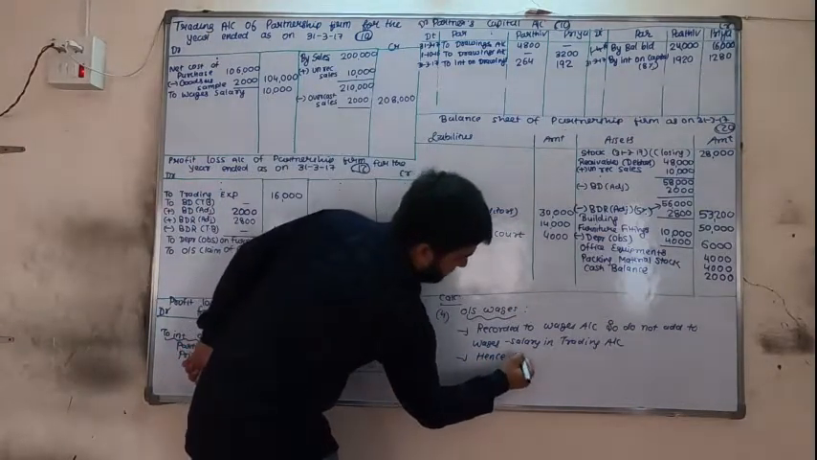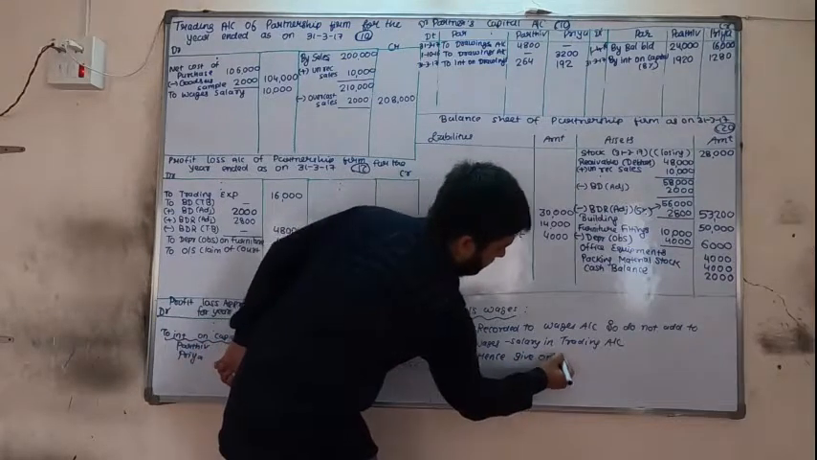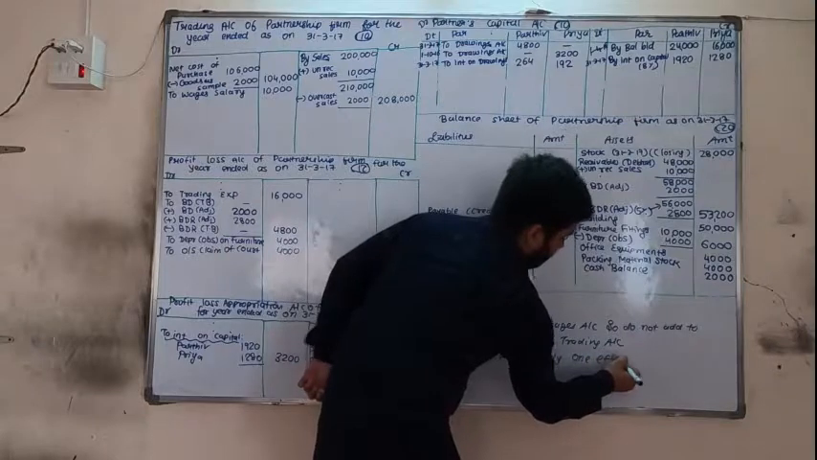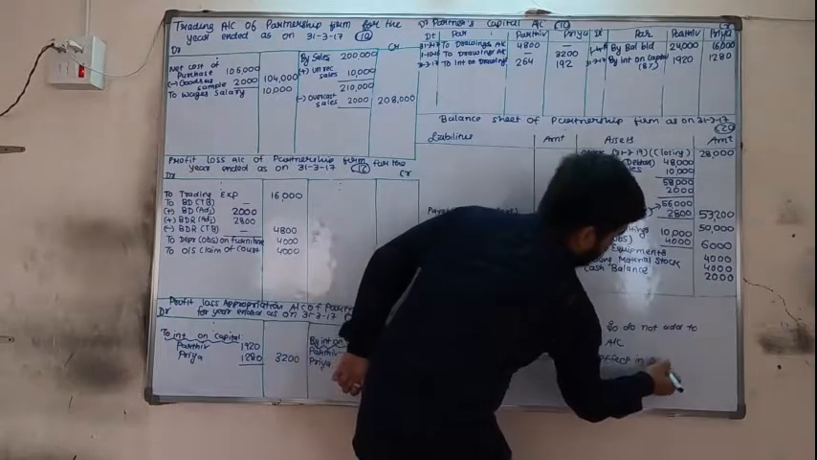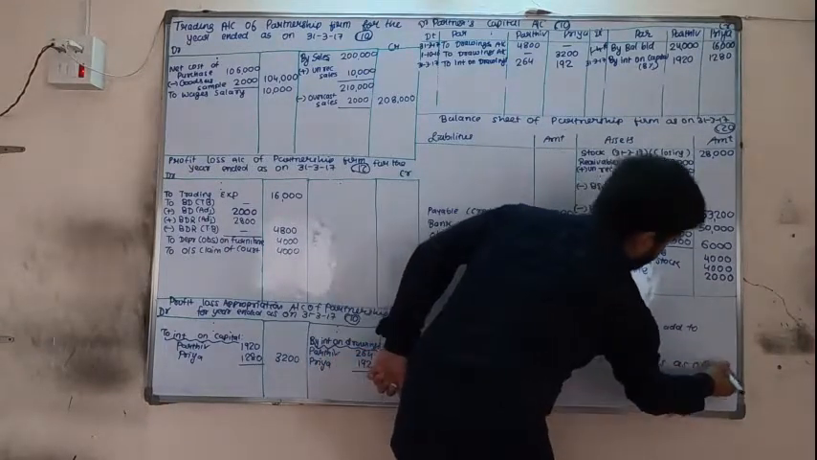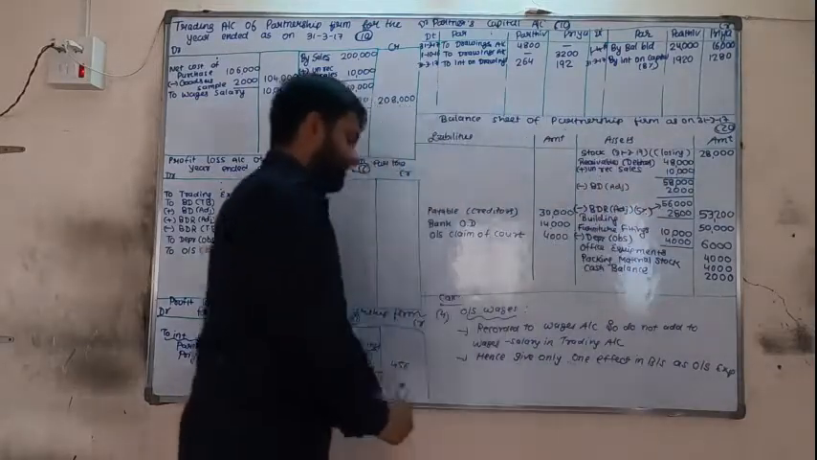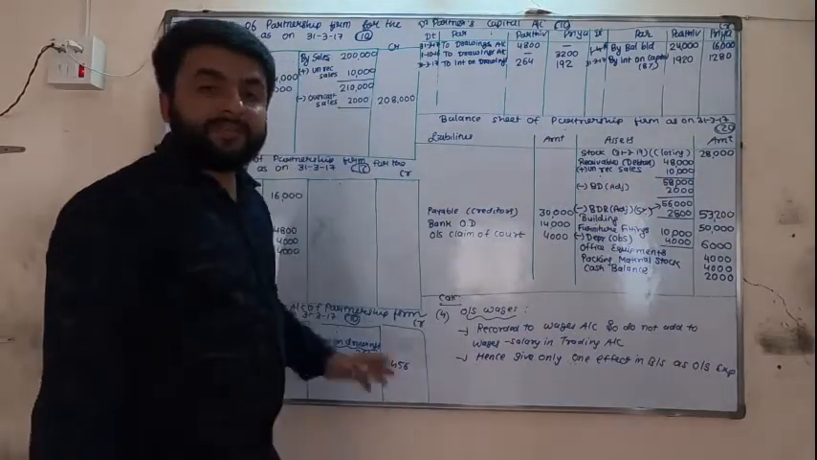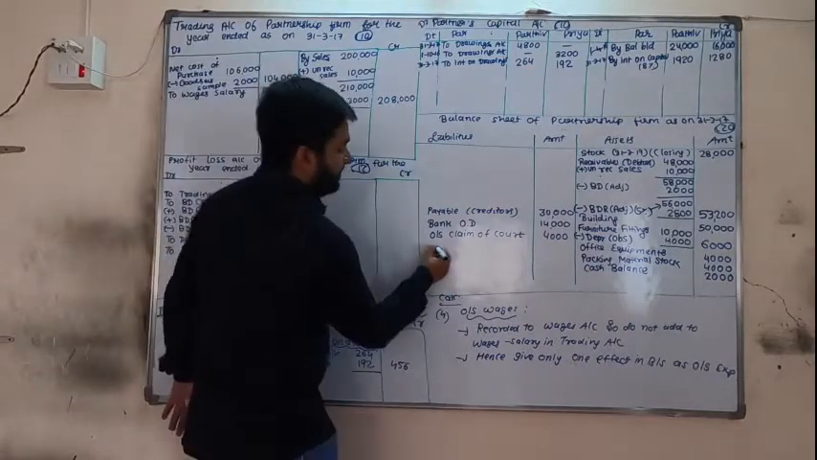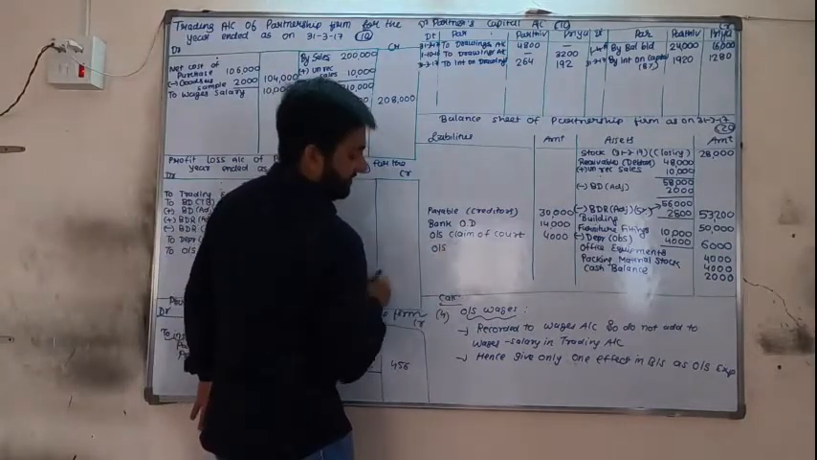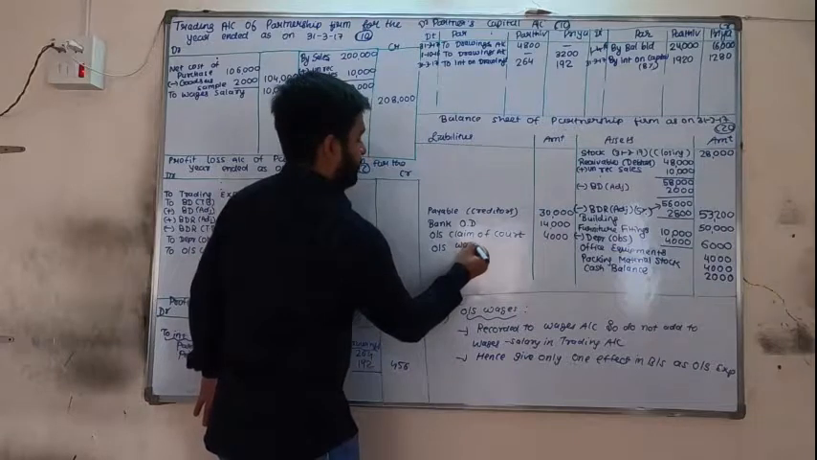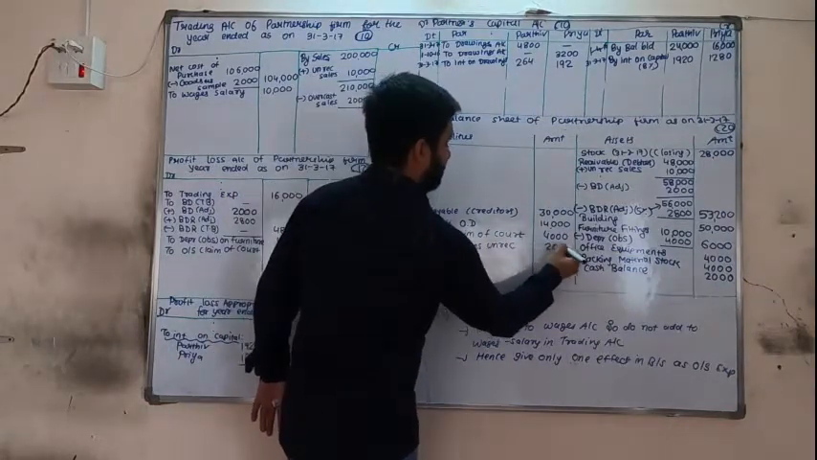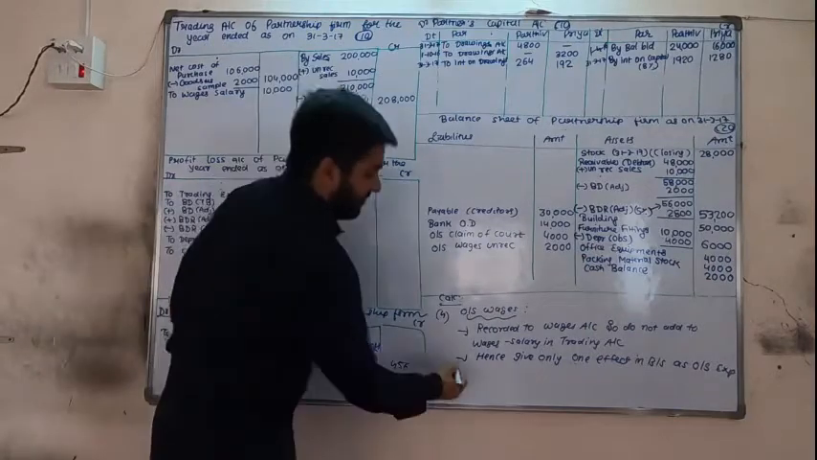Hence, give only one effect in balance sheet as outstanding expense. Outstanding expenses are on the liability side. So, outstanding wages unrecorded 2000. And write one more point.